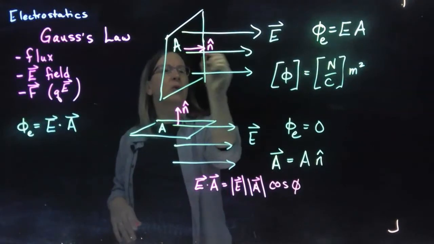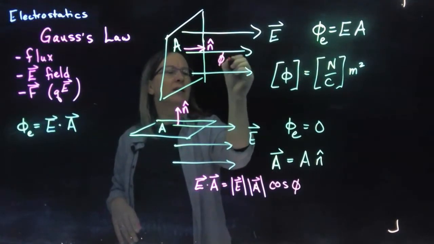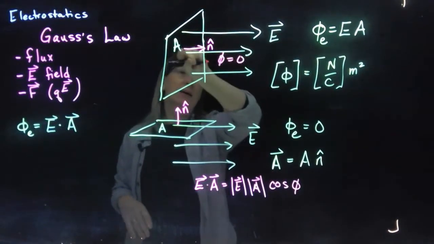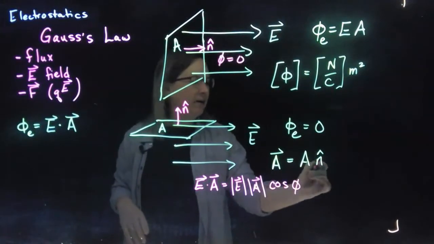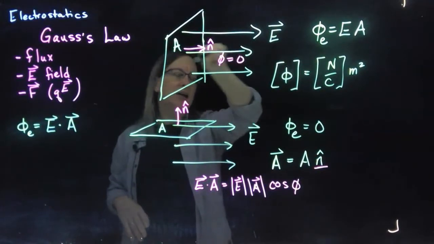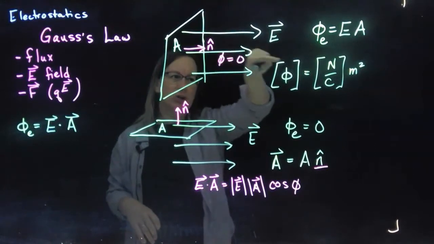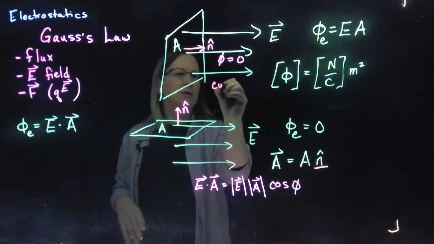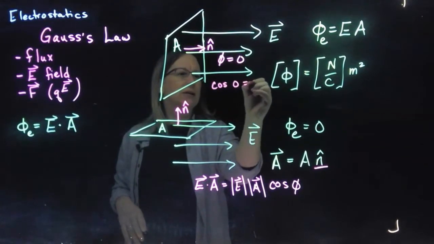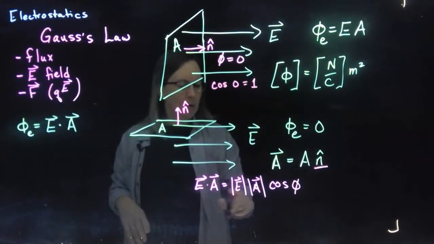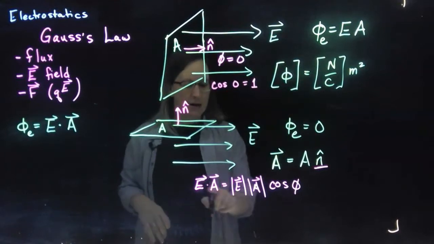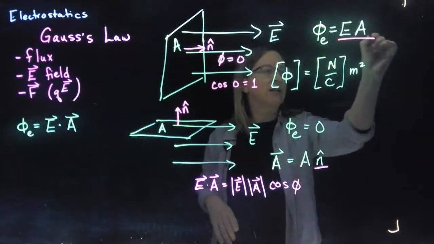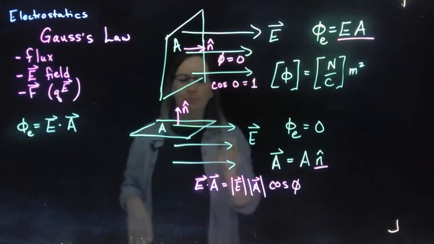Okay, so the angle between these up here, that would be a phi of 0, because A, or this A hat right here, that's the direction of A, points in the same direction as the electric field. So let's check up here. Cosine of 0 is equal to 1. So E dot A does in fact give me E times A.